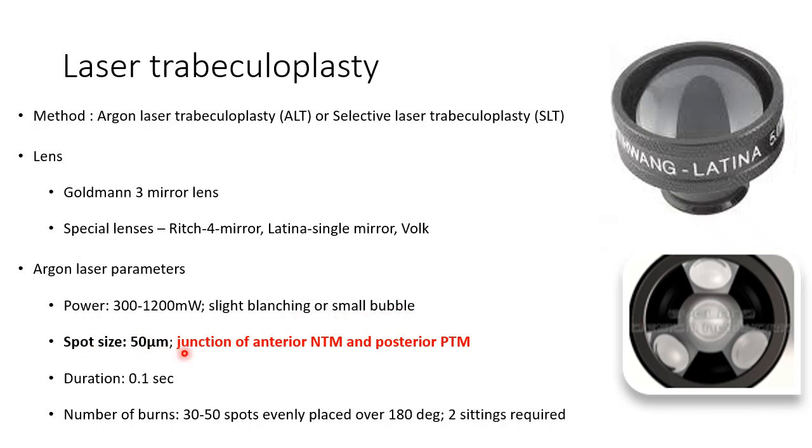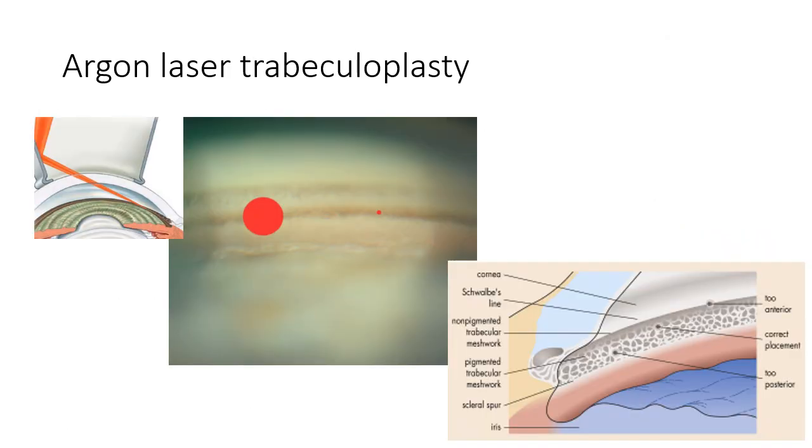The spot size in argon is 50 microns, and remember, it should be at the junction of the anterior non-pigmented trabecular meshwork and the posterior pigmented trabecular meshwork. Okay. Duration 0.1 second. Number of burns 30 to 50 spots over superior or inferior 180 degrees, and the other side in the next sitting.